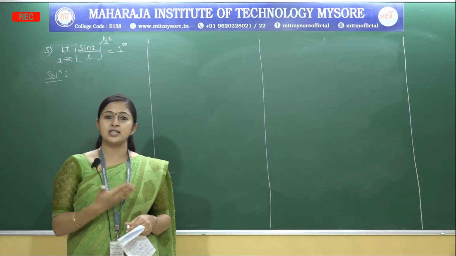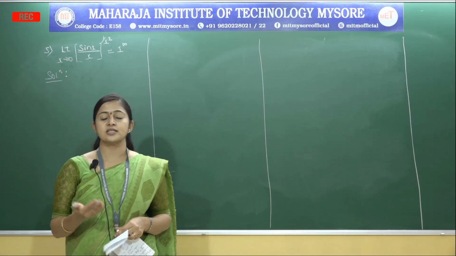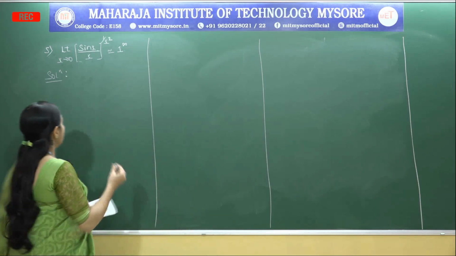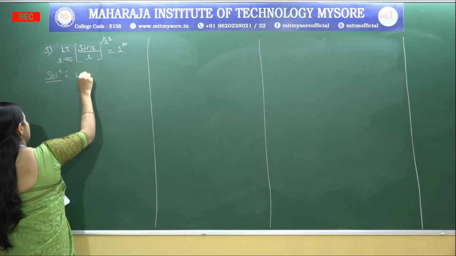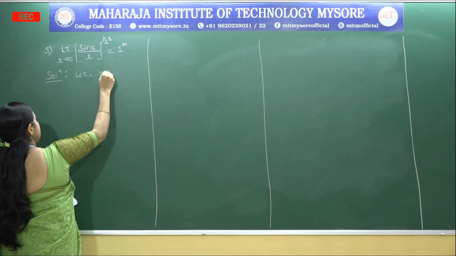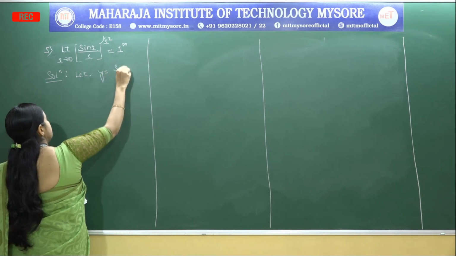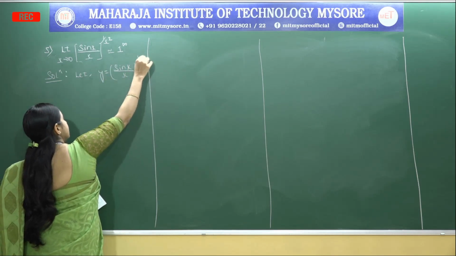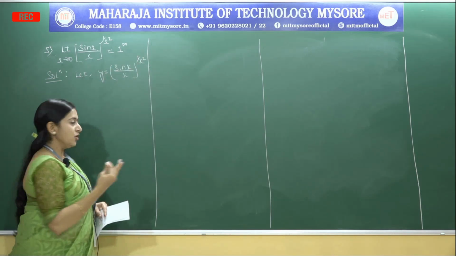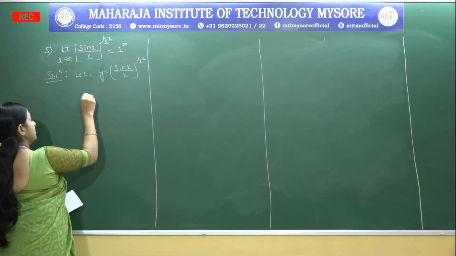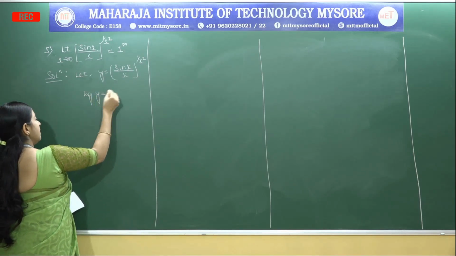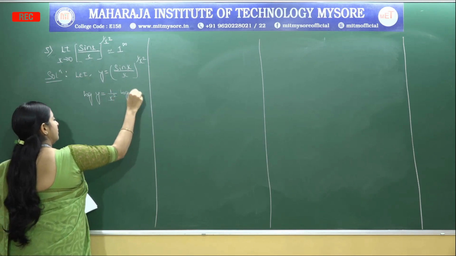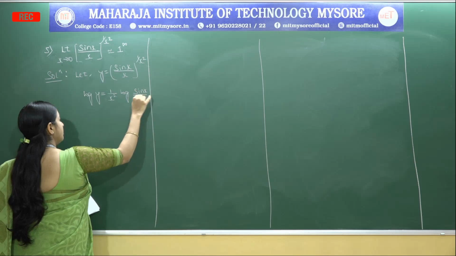So the given indeterminate form is 1 power infinity. Then as usual you consider the given term as y, take the log on both sides, then apply the limit, then apply the L'Hospital rule. Let's do it step by step. Take this term as y equals (sin x divided by x) power 1 by x square. Then take the log on both sides. Log y equals, applying the property, 1 by x square times log of sin x divided by x.